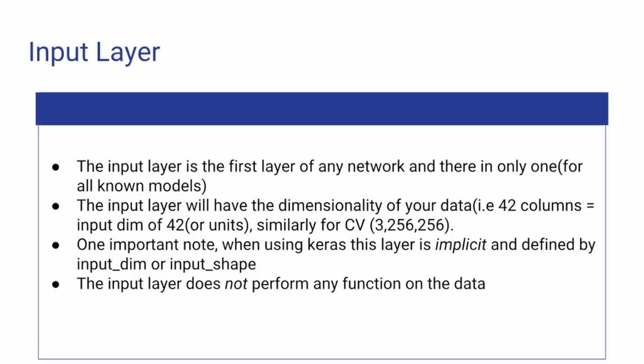The input layer will have the dimensioning of your data. So if we have 42 columns in our data set, we're going to have an input dimension of 42. Same thing with computer vision. Well, if we have a data set of 256 by 256 images, our dimensionality will then be 3 by 256 by 256. And of course, the 3 is RGB.